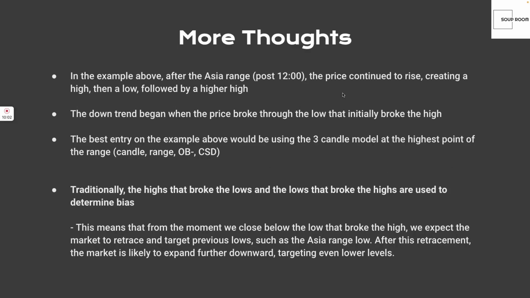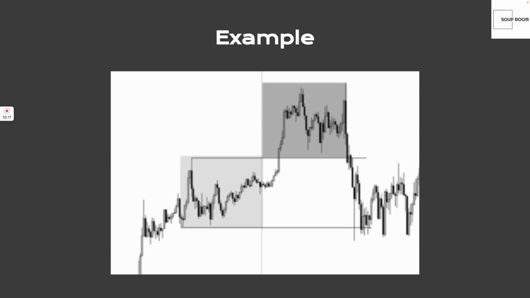The best entry on the example above would be using the 3 candle model at the highest point of the range. So you want to go onto a higher time frame, look for a CRT above right here. So this would have been a candle, wick above, order block formed, entry off the order block, short targeting where? The midpoint of the Asian range and the low of the Asian range. Write that down.